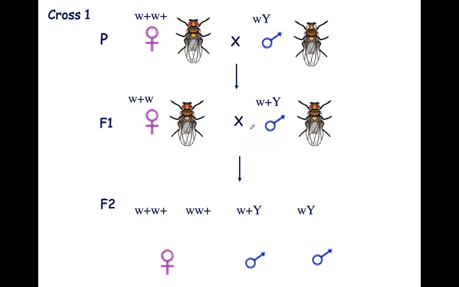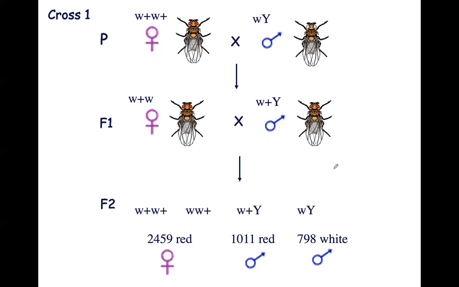Everything looked fine, except in the F2, something went wrong. When they crossed the F1, you would get a red-eyed fly, which was female, and a red-eyed fly, which is male, and you crossed it. And this was the ratio that they got.